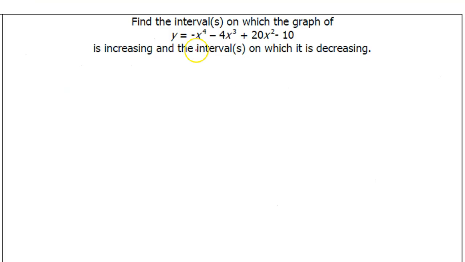Let's find the intervals on which the graph of y is increasing and the intervals on which it is decreasing. Step 1 is to find y prime. Using the power rule, the derivative of the first term is -4x to the third power. The derivative of the next term is -12x squared. The derivative of the third term is 40x, and the derivative of a constant is 0.